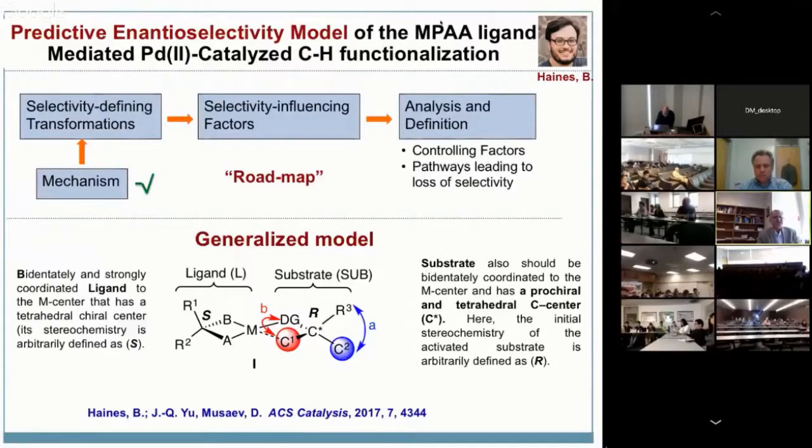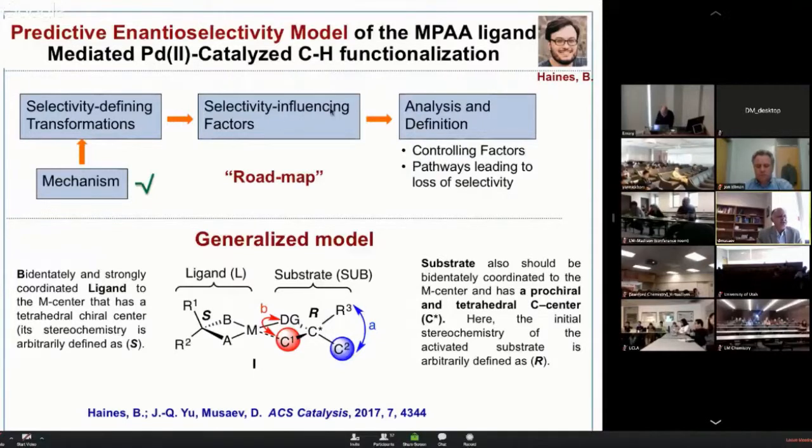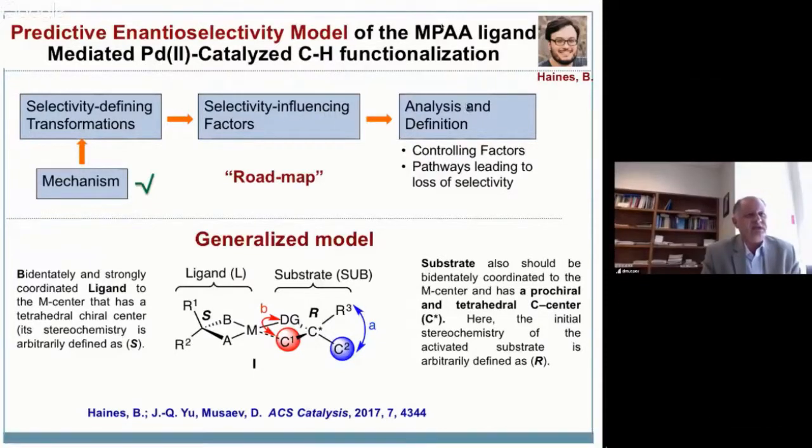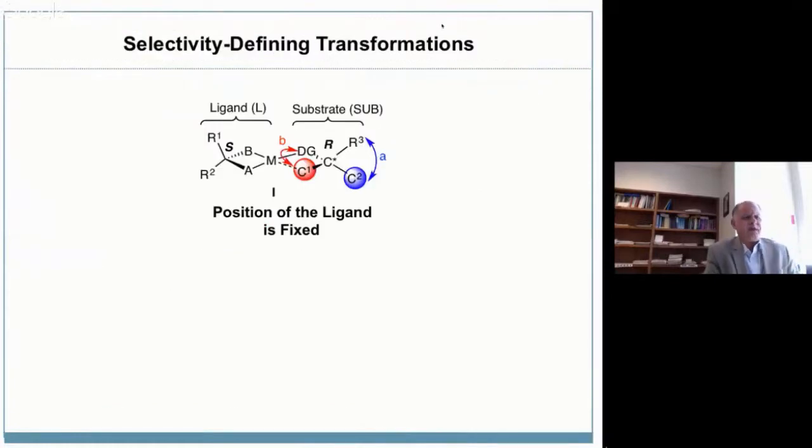This is a roadmap which we came up with from the extensive literature data. Mainly, first, understand the mechanism of the reaction, which we already did. After that, identify selectivity-defining transformations. Then, the selectivity-influencing factors. Then, combine all this knowledge and calculate the ee of the reactions. And we applied this extensive analysis first to identify selectivity-defining transformations in this system.